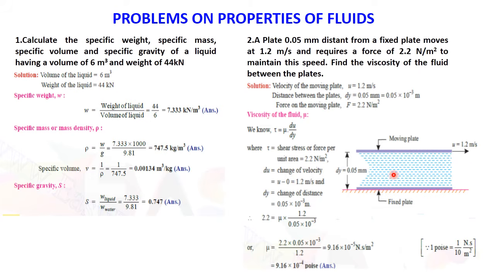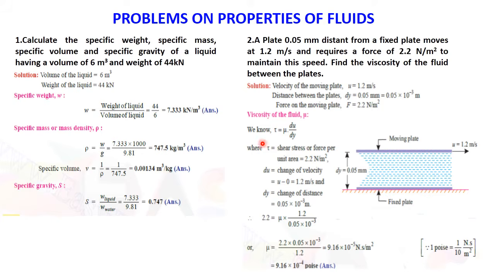Now du is the change in velocity, but here there is no change in velocity. The speed is maintained, and therefore the velocity is 1.2 meters per second. So du will also be 1.2 meters per second, because there is no change in the velocity. So du will be equal to u, so it is 1.2 meters per second. dy is 0.05 into 10 raised to minus 3.